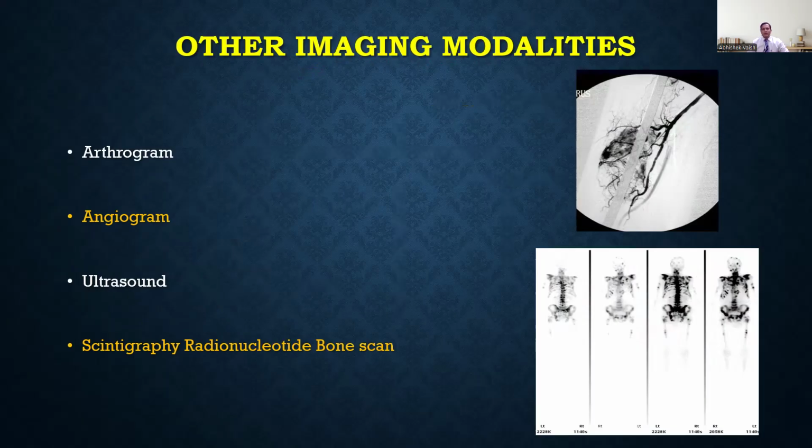Other imaging modalities which we come across are arthrogram, angiogram, ultrasound, and scintigraphy radionuclide bone scan. So you can see this is a blood vessel which is supplying a tumor, and there is some new angiogenesis. So angiogram will tell you exactly how much the tumor is getting fed and from where, so that you can do something called embolization, where you send an embolus to a vessel which cuts down the supply to this tumor, and hence these tumor cells will die because they don't get adequate oxygen.